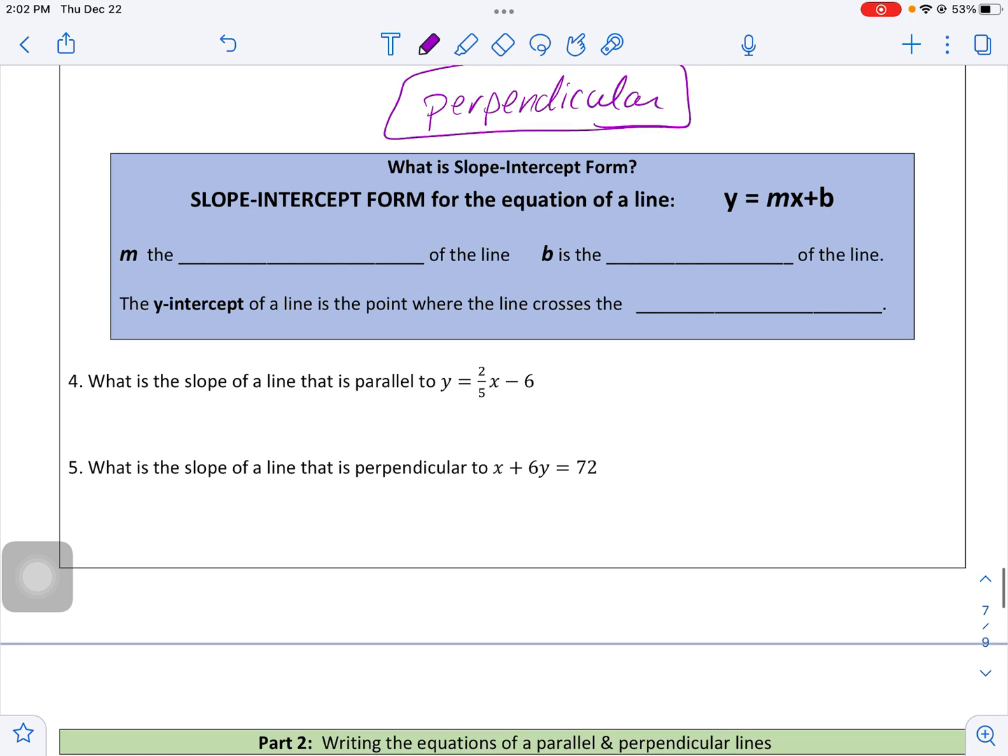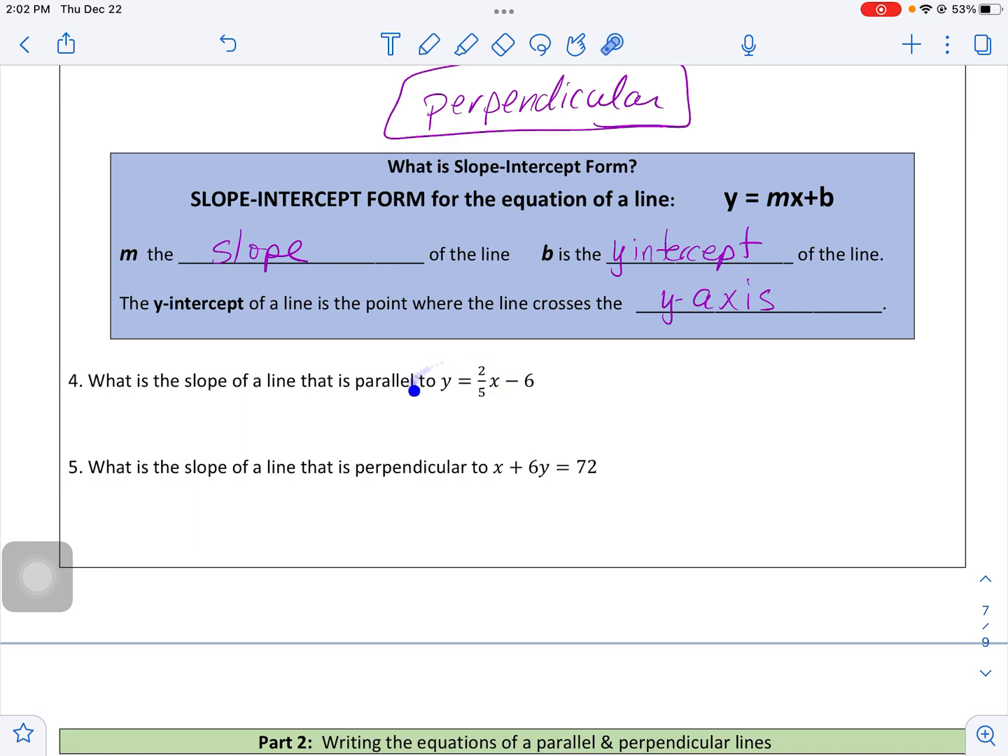All right, so now what is the slope-intercept form? Slope-intercept form for the equation of a line is y equals mx plus b. This is what we call slope-intercept form. m is the slope, and b is the y-intercept of the line. The y-intercept of the line is the point where the line crosses the y-axis.